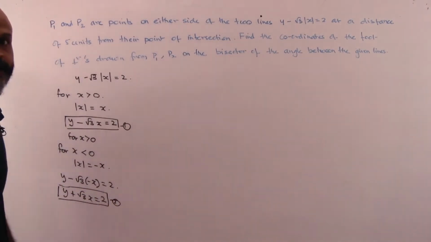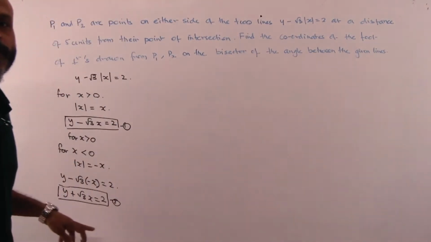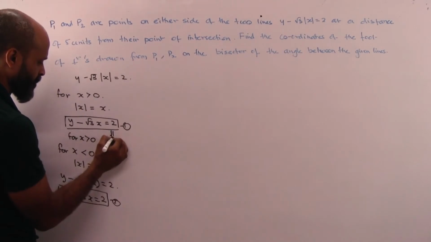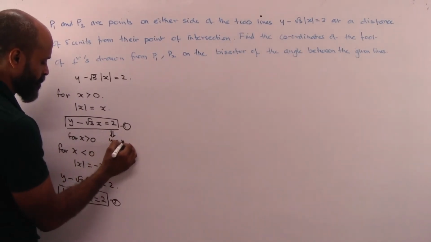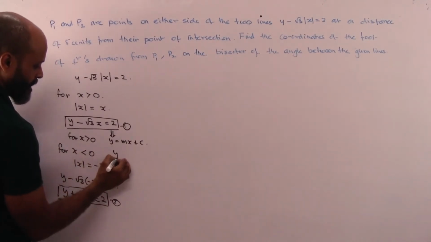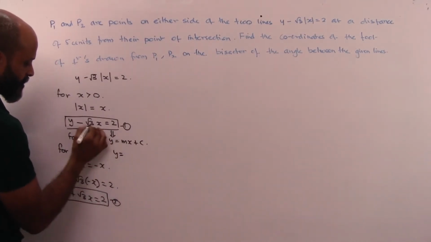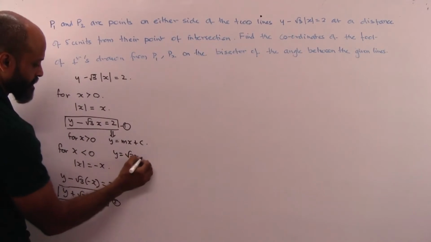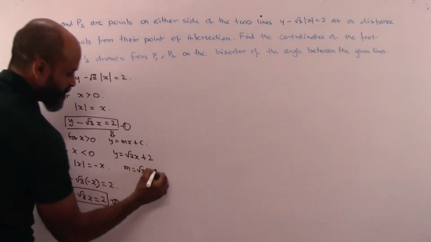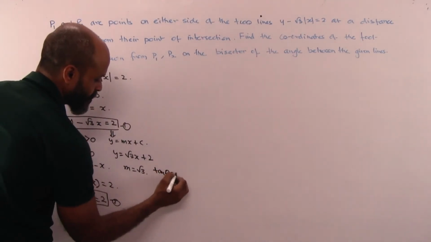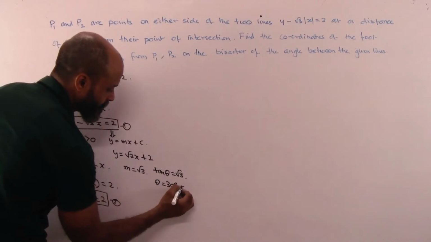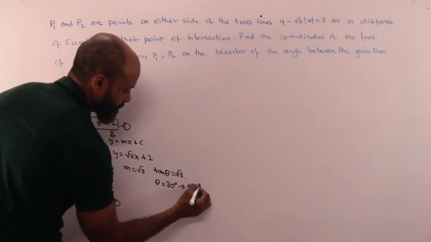This will be the second equation. Okay, so we are clear on this one. Now look at this. If we draw it parallel to y = mx + c, here y = √3x + 2, which means the slope of this line is √3, which means tan θ = √3. So θ = 30 degrees with the positive x direction.